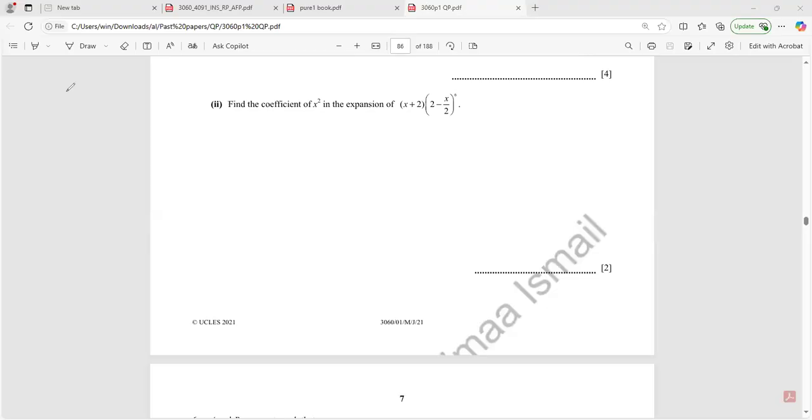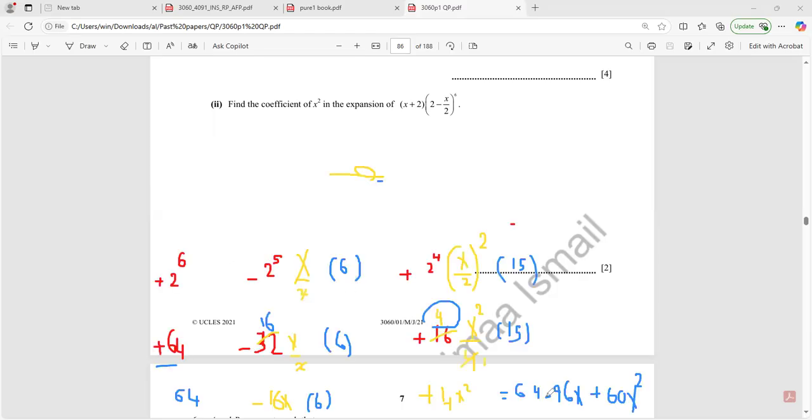Okay, in this question, we have to compute the coefficient of x squared in the expansion of (x + 2) multiplied by (2 - x/2) to the power of 6. So, we have to remember that we have a final answer here, equal to 64 minus 96x plus 60x squared.